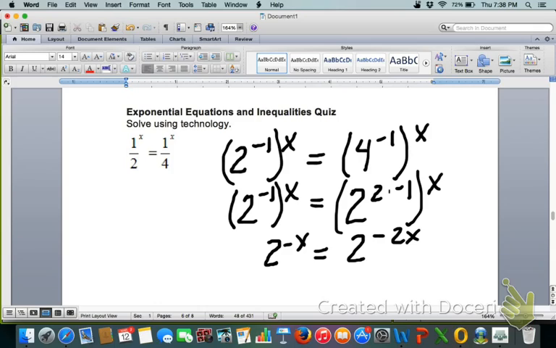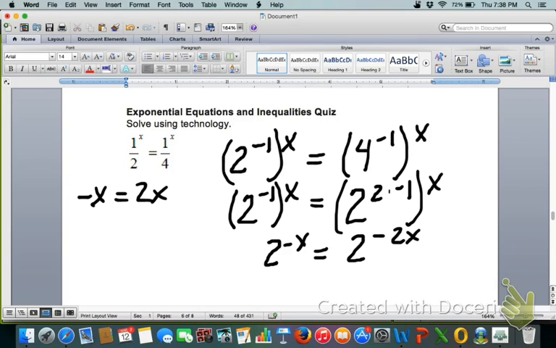Alright, so now I have like bases. If I have like bases and this is an equal sign, that means my exponents must be equal. So I'm going to set my exponents equal, and that would be negative x equals 2x. Now I can look at this and think about it. What does x have to be for both sides to be equal? And in my mind, I say yes, it would be 0.